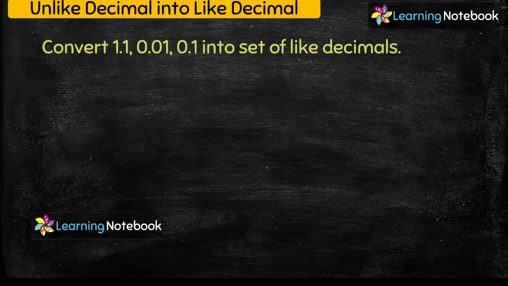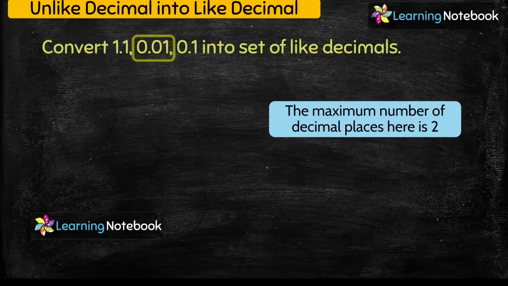Let's do one more question. Convert these 3 decimal numbers into set of like decimals. So here we can see maximum number of decimal places is 2. So we will convert each one of these given decimals into like decimals having 2 decimal places by putting zeros to the right of the decimal part.